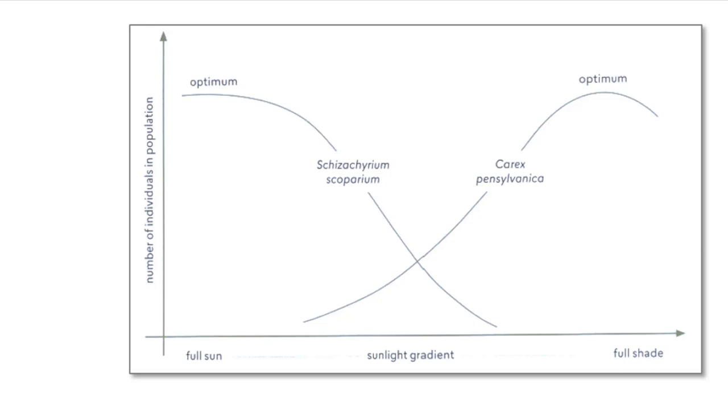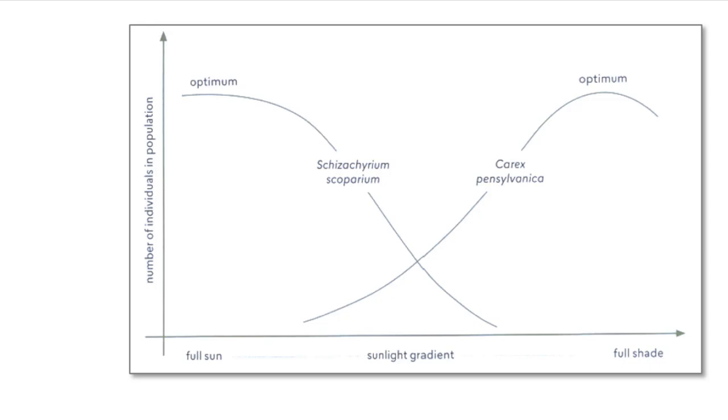So in this top image, on the bottom axis, we have a light gradient. So on the left, we have full sun, and on the right, we have full shade. And on the y-axis, we point out the number of individuals in a population. And so the left curve is our little bluestem, and we can see that in a full sun setting, little bluestem is pretty happy. We'll have lots of little bluestems. But as we have more and more shade, their population tapers off. And on the right curve, we have Pennsylvania sedge. And as we get increasing amounts of shade, that sedge will take over. So there's an optimum depending on what the sunlight gradient is between these two plants.